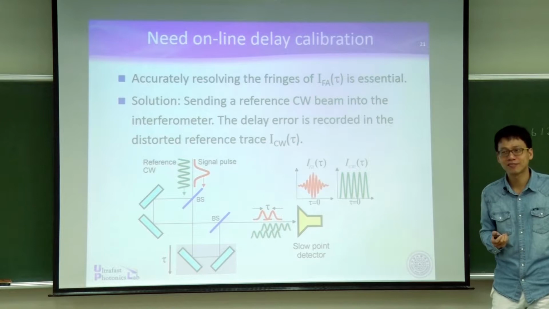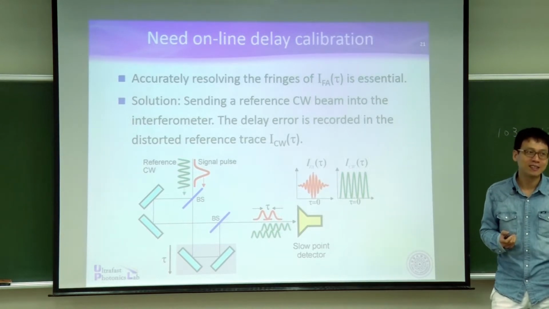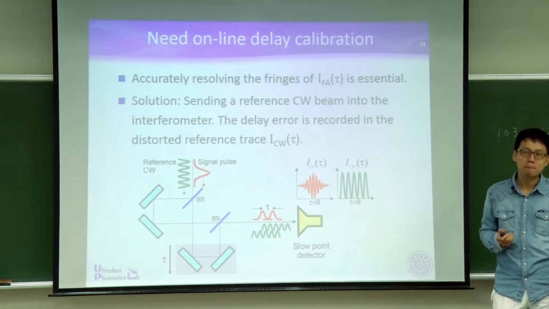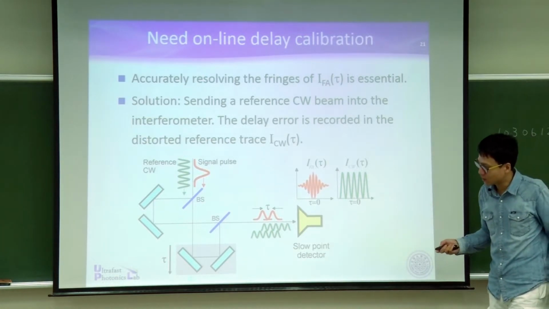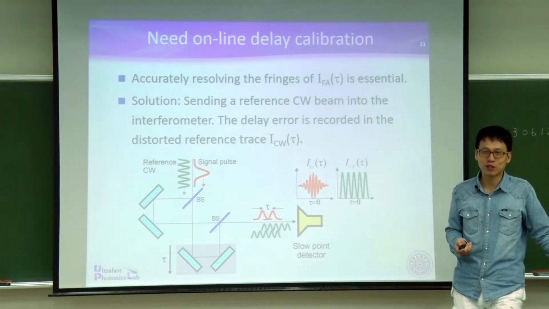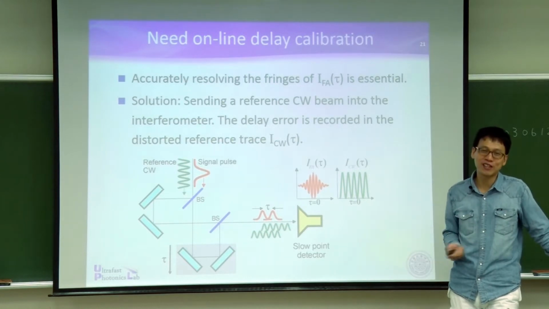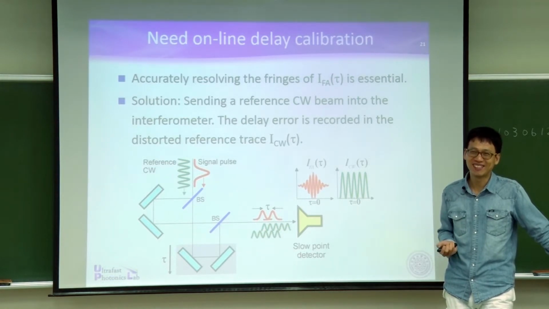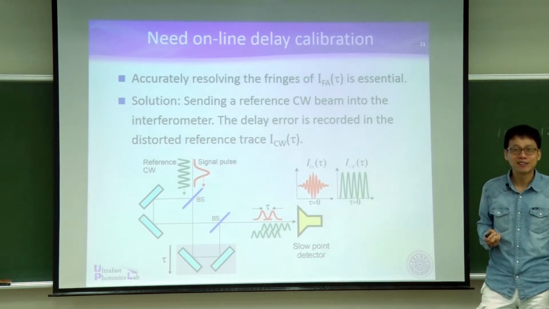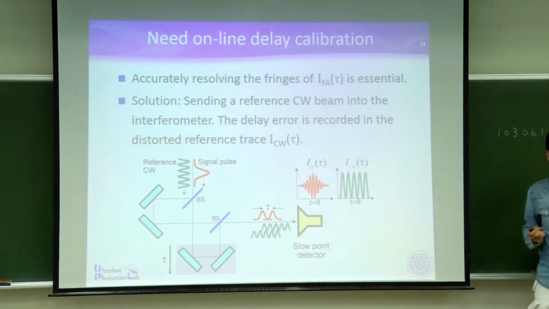Any question? Or you can spend a lot of money to purchase a high-end translation stage, nanometer resolution, nanometer accuracy. You can bypass the CW reference laser. Question? Good question.